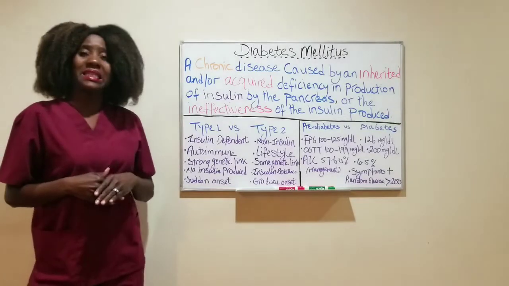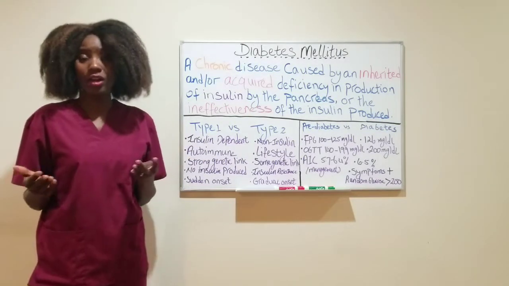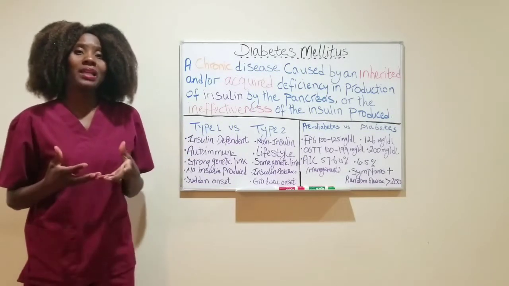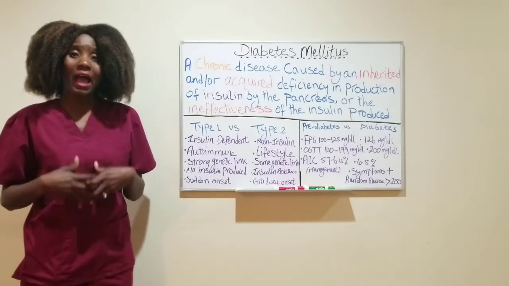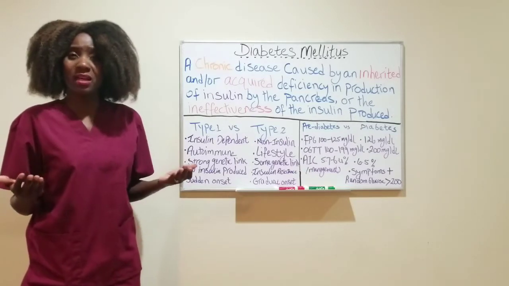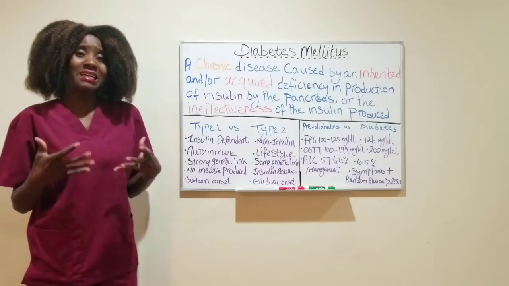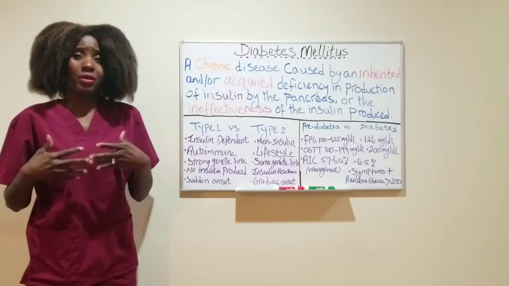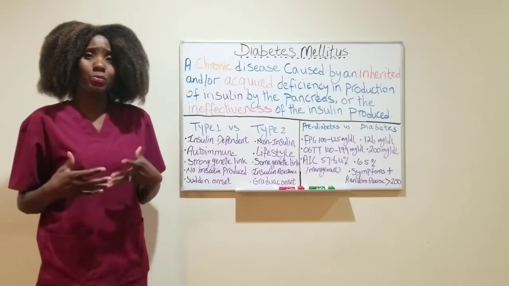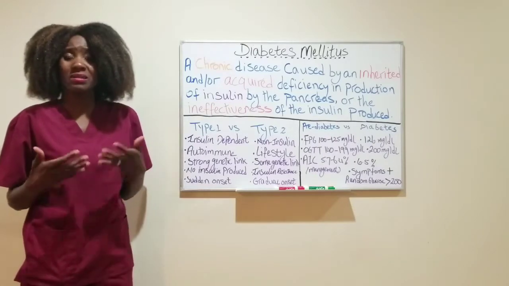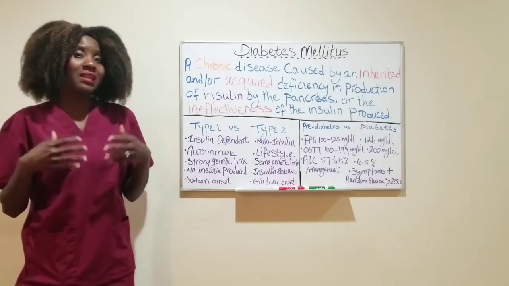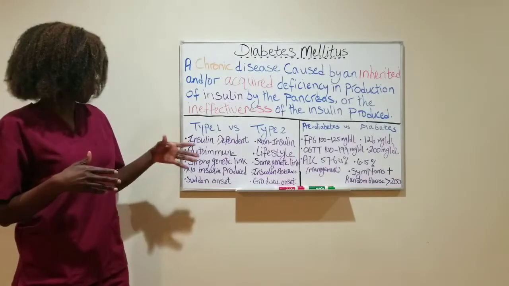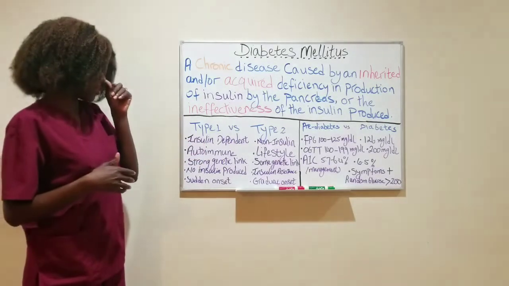Type 1 diabetes is an autoimmune disorder, meaning that the body attacks the cells of the pancreas. So for some reason, the body recognizes the beta cells of the pancreas, which produce the insulin, as foreign and attacks the cells, and therefore insulin is not produced.